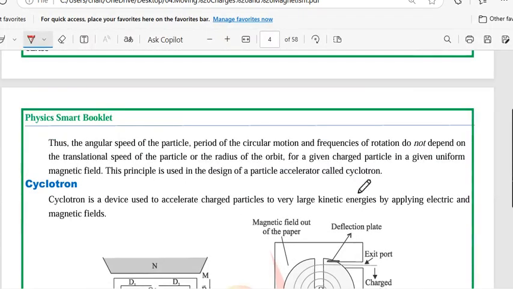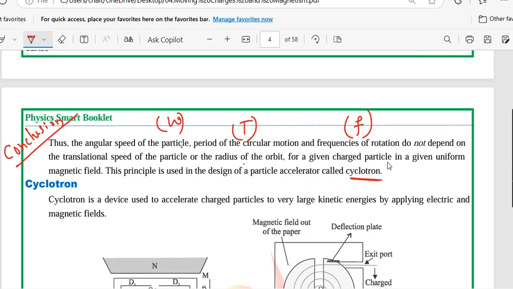Now, see here the conclusion. Okay, this is the conclusion for whatever I have derived here. The angular speed of the particle, the period of the circular motion, time period T, and frequencies of the rotation do not depend on the translational speed of the particle or the radius of the orbit for a given charged particle in a given uniform magnetic field. So this principle is used in the design of a particle accelerator called a cyclotron.